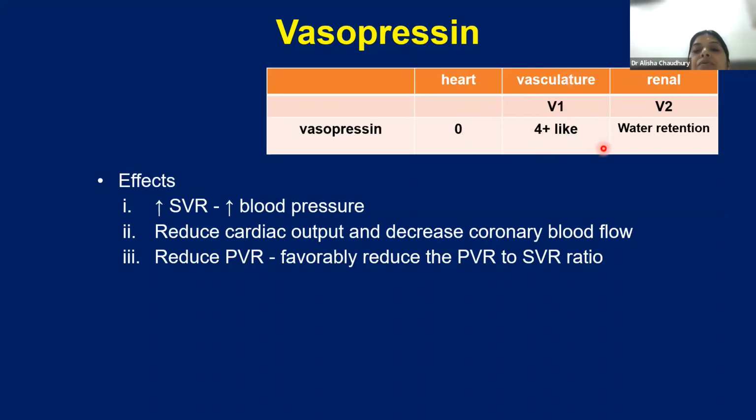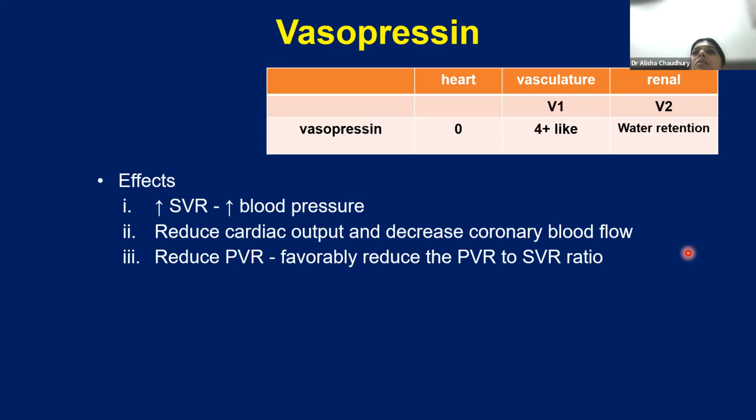In the vasculature, it is potent, almost like how an alpha 1 can lead to vasoconstriction. And in the renal system, V2 causes water retention. So the net effect will be an increase in systemic vascular resistance, so increased blood pressure. Definitely, the systemic vascular resistance increase with vasopressin is so high that the afterload is so high that it can even reduce cardiac output and decrease coronary blood flow. And among all the vasoconstrictors, vasopressin is the most potent vasoconstrictor.